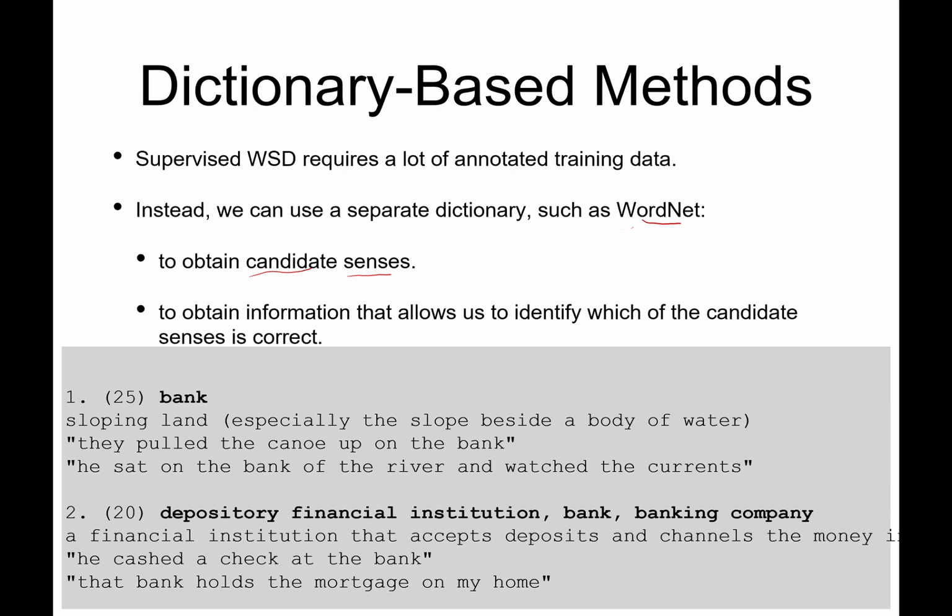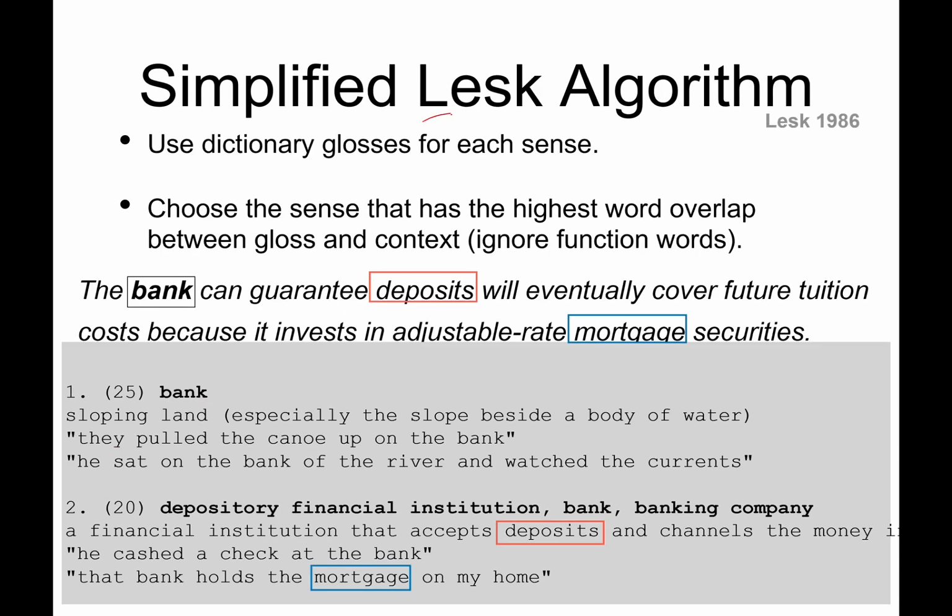So we have that sentence with the target word in the context, but we also have inside of WordNet, for each lexeme, some words and examples. That's what WordNet gives you. WordNet gives you a definition, but it also gives you examples of sentences in which this word is used in this specific sense. So what you could do, in this very well-known algorithm called the simplified Lesk algorithm, is look at your sentence. For example, the bank can guarantee deposits will eventually cover future tuition costs because it invests in adjustable rate mortgage securities.